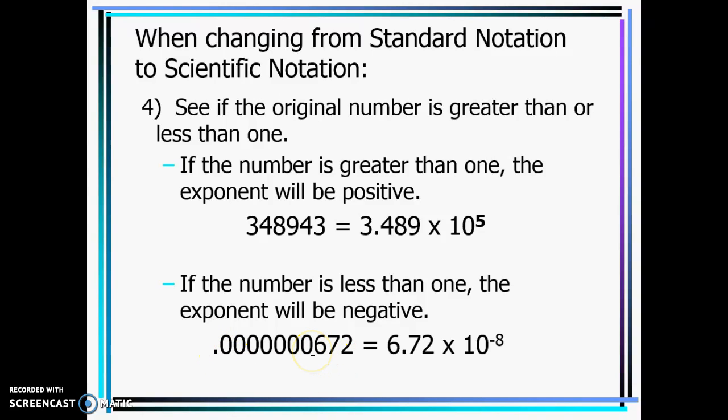If I move it here in front of the 6, that's 0.672. That number is not, I'm sorry, it's not a number between 1 and 10, so I need to move it somewhere else. If I put it at the very end, that makes the number 672. Again, that's not a number between 1 and 10. So I would put it right in between the 6 and the 7 to make it 6.72. So I move my decimal point 1, 2, 3, 4, 5, 6, 7, 8. So I have 6.72 times 10 to the negative 8. Again, it's negative because this number was less than 1 when you started.